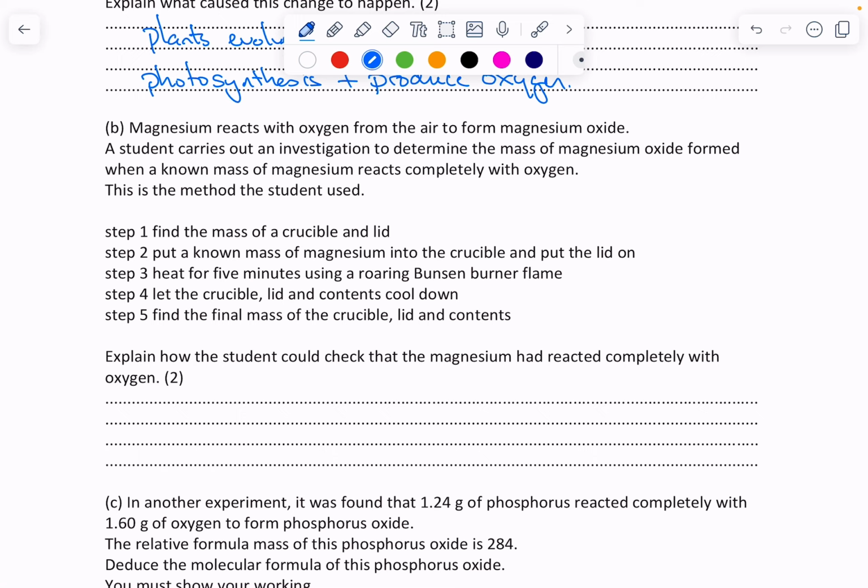So what you'd have to do here is reheat the magnesium and check its mass, okay, and you would repeat until the mass remains the same. So you keep doing that till the mass stays the same.